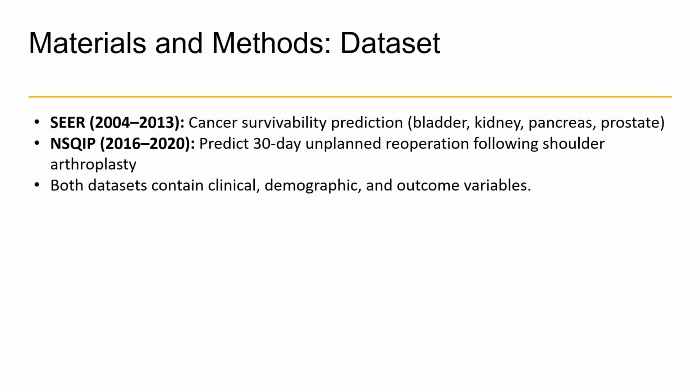For this, we used two data sets. The first is SEER, which is a cancer survivability prediction data set from the years 2004 to 2013, where we focused on bladder, kidney, pancreas, and prostate. And we used NSQIP from 2016 to 2020, which predicted 30-day unplanned reoperation following shoulder arthroplasty. Both data sets contain clinical, demographic, and outcome variables.